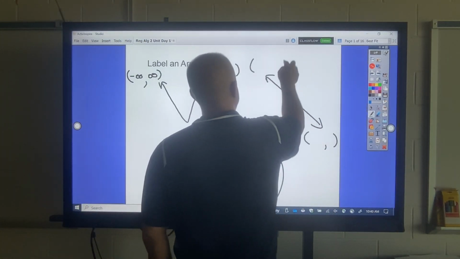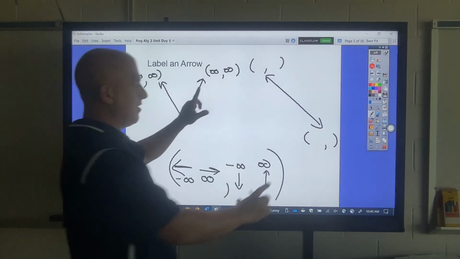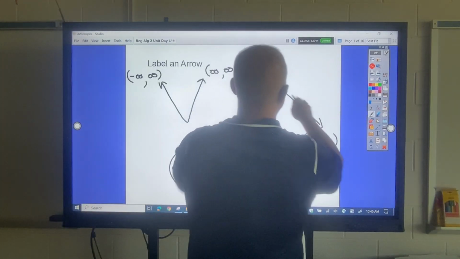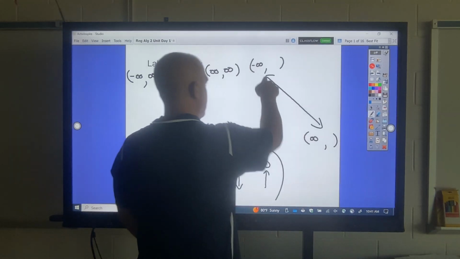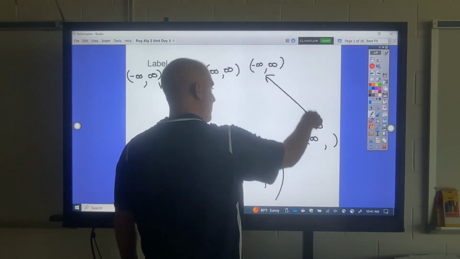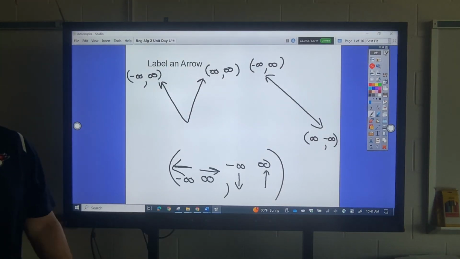All right, let's do another one, okay? Let's say this were the case. Well, if I hold this up, this is the left arrow, so negative infinity. This is the right arrow, which is positive. This arrow is going up, positive. Now this arrow is going down, so that's negative. Okay, and that's how you label the arrow, okay?